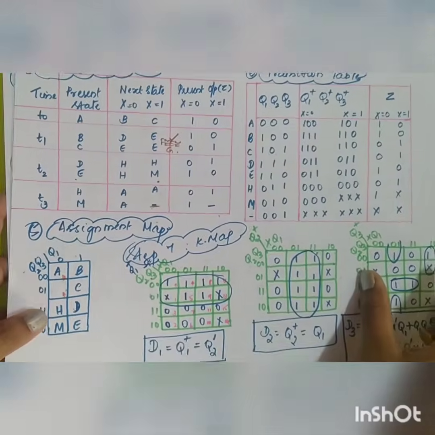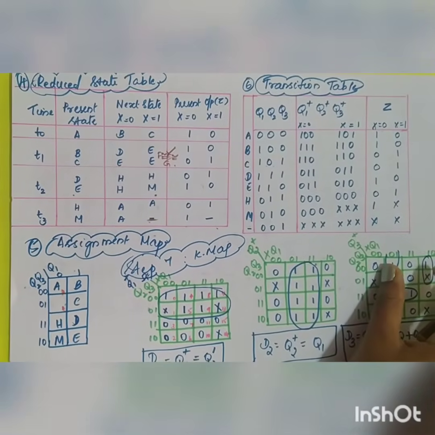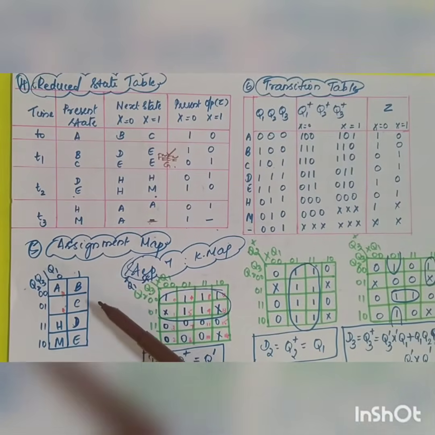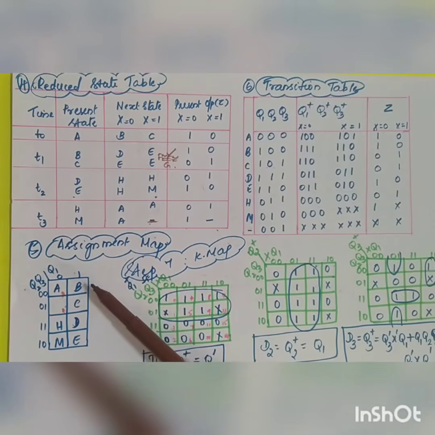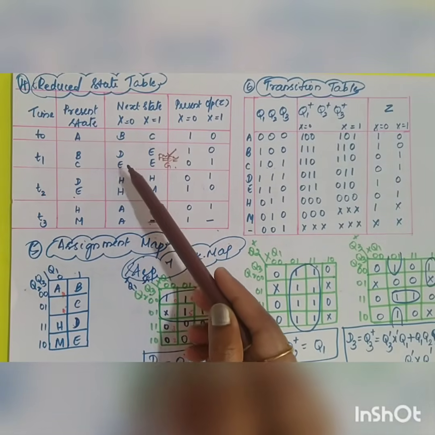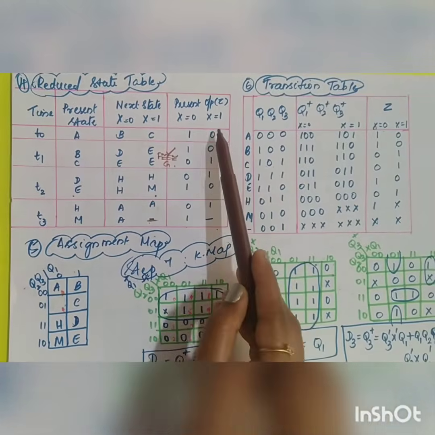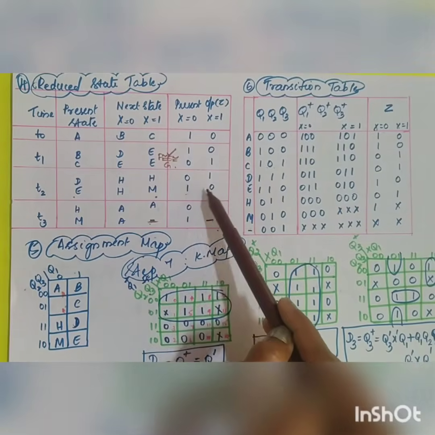So once your reduced state table is done, now you are going for your next step, that is called your assignment map. So how will you do your assignment map? Here, what are the states available? A, B, C, D, E, H, M and E. Now see the output carefully. In the output you have 1, 0, 1, 0, 1, 0.